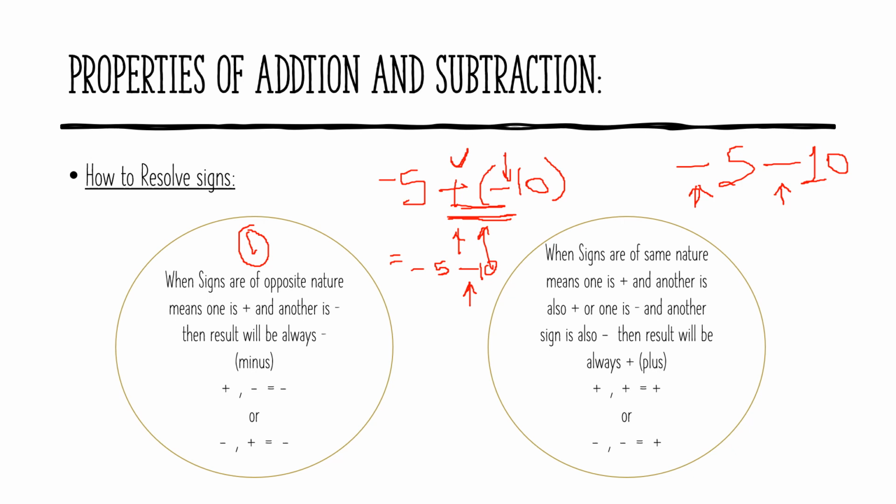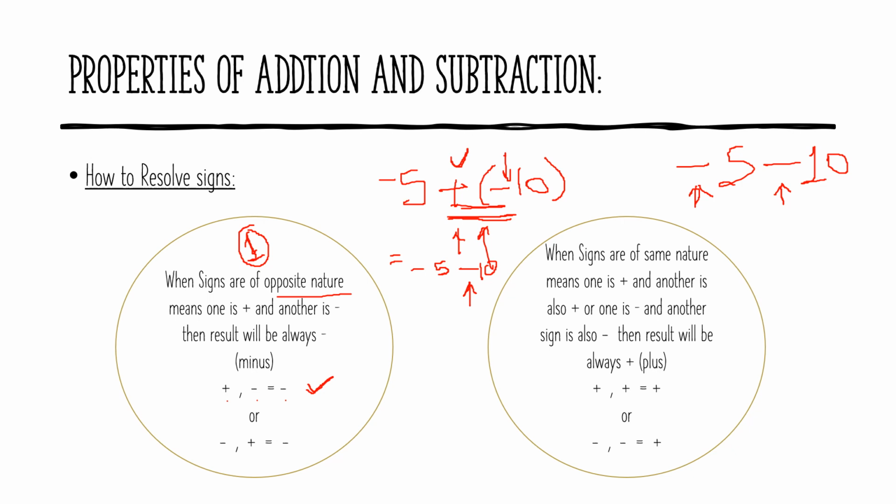This sign came using rule number 1, which says that if they are of opposite nature, then the result will be minus. Here is the example given, and this is what we followed. If one sign is plus and then there is minus, then the result will be minus. In the same way, if one sign is minus and another is plus, then the result will be minus. You need to remember that whenever the signs are of opposite nature, it will result in minus.